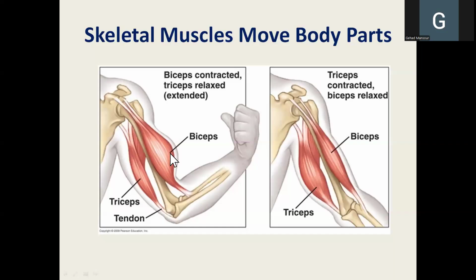For example, when the biceps contracts, it flexes the elbow joint. But when the triceps contracts, it extends the elbow joint. The biceps and triceps alternate, meaning that usually when the biceps contracts and flexes the elbow joint, the triceps has to relax in order to allow the biceps to contract.